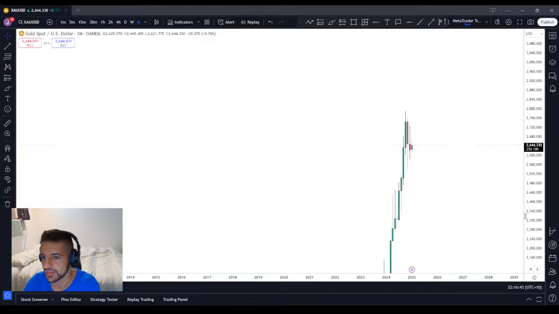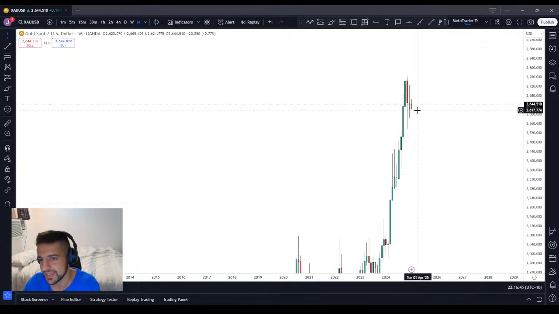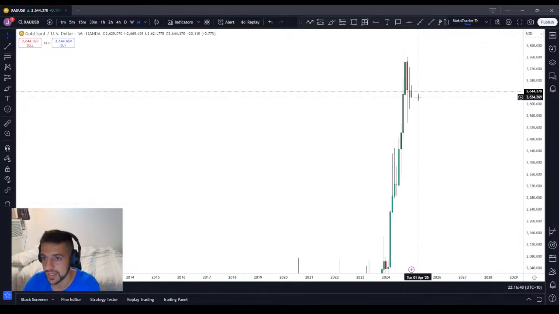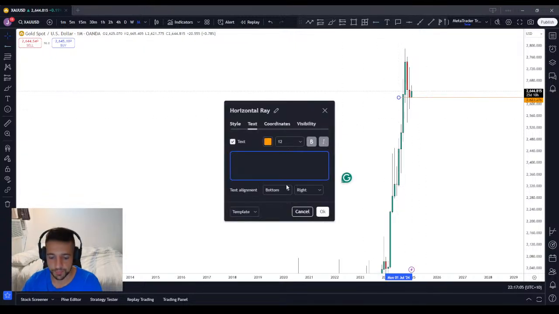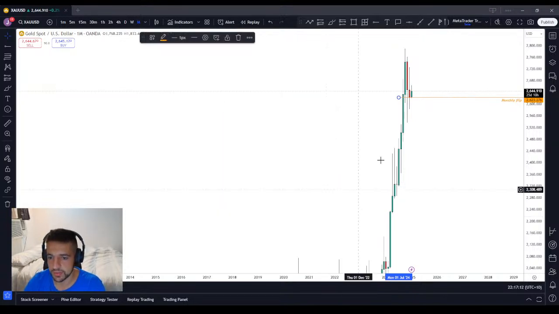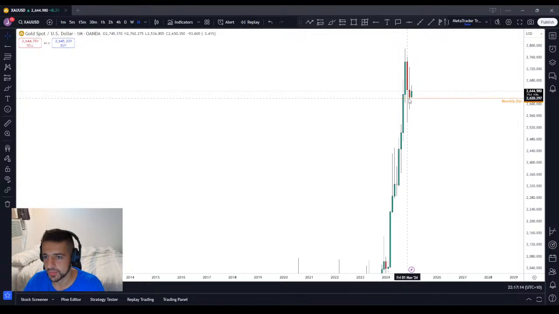The monthly big range. Is this the monthly top week for it to then continue down? That's something we've got to keep an eye on. We're 5 days in. That could be the monthly top week to then flip and go down. So I'm going to put a level just here and call this monthly flip. Okay, there you go. That's our monthly flip.